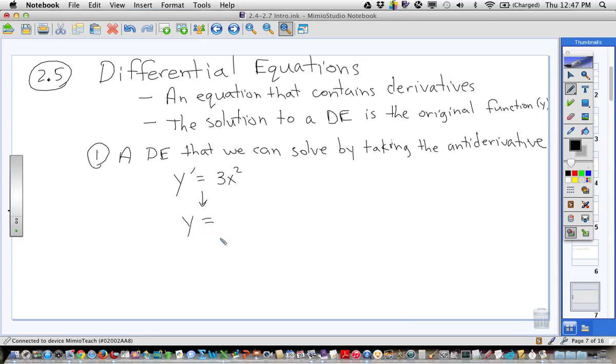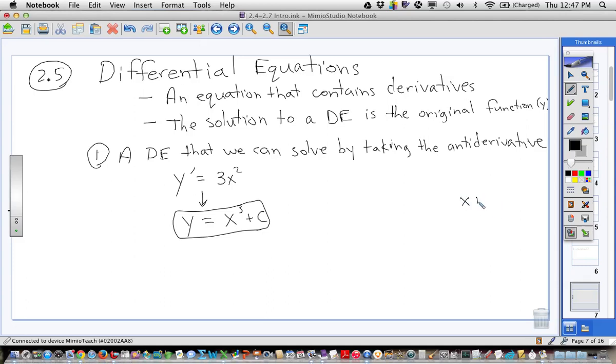Well, how do you go from y prime to y? Antiderivative, right? And we can do that. So what is the antiderivative? x cubed plus c. That would be the solution to that differential equation. So we've already done it. I just didn't put it in those words. We just said take the antiderivative of this function.